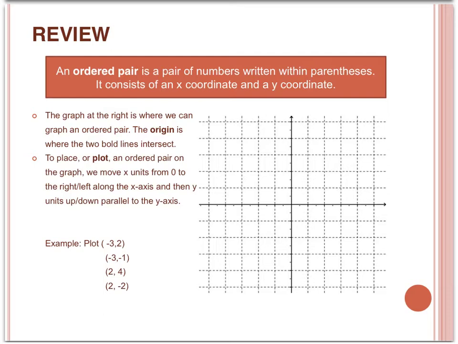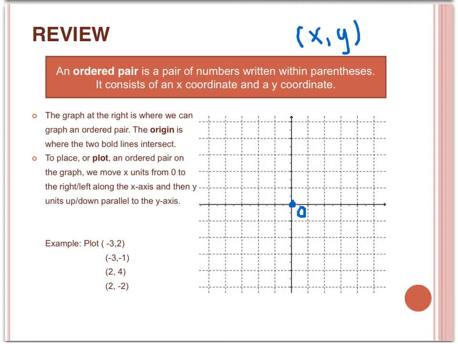It consists of an x-coordinate and a y-coordinate. You would write this ordered pair with a parenthesis, the x-coordinate, comma, the y-coordinate, and another parenthesis. The graph at the right is where we can graph an ordered pair. The origin is where the two lines intersect. We can label this point O.